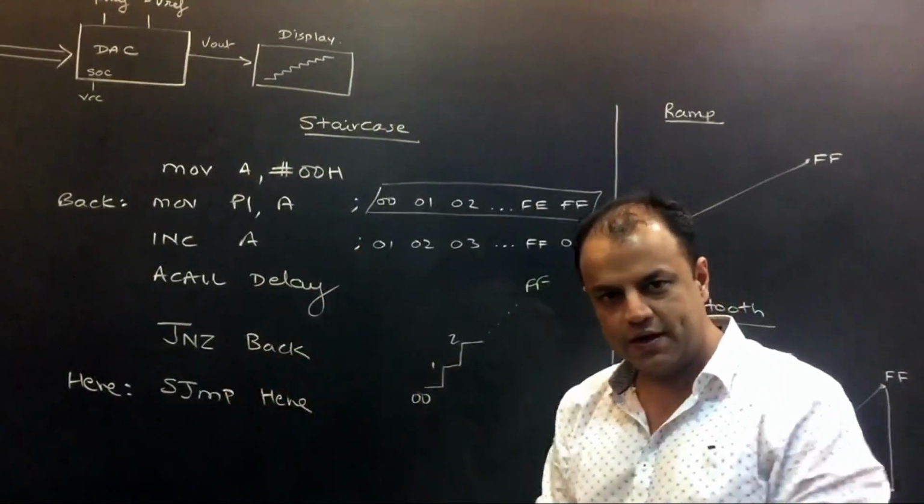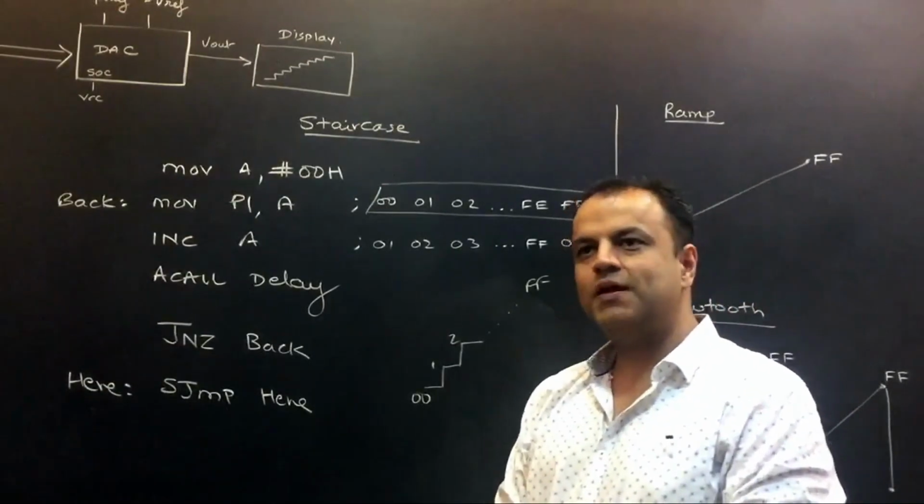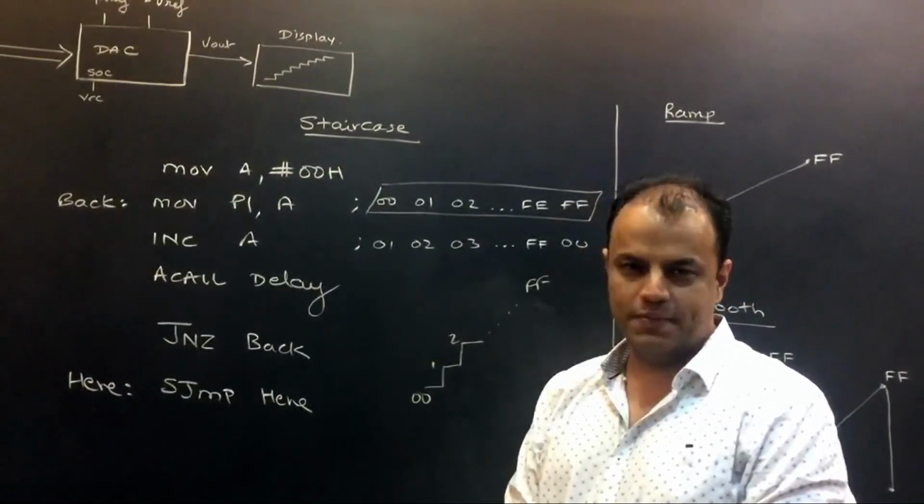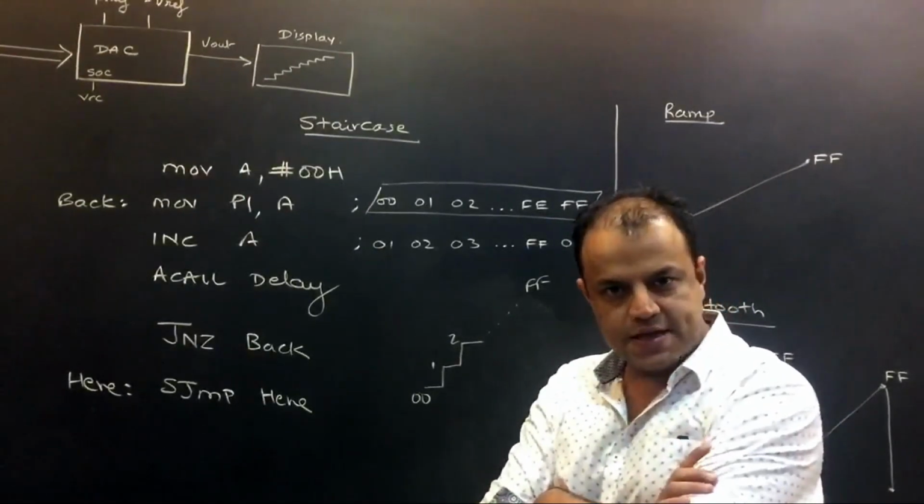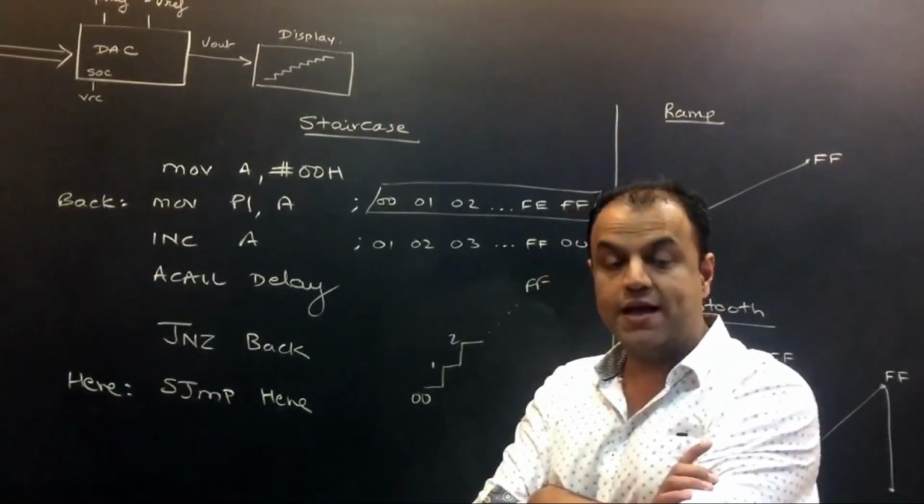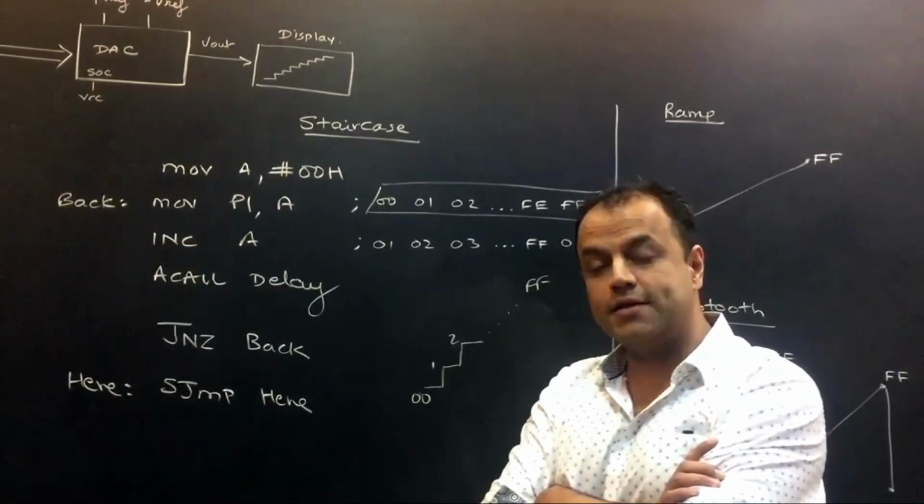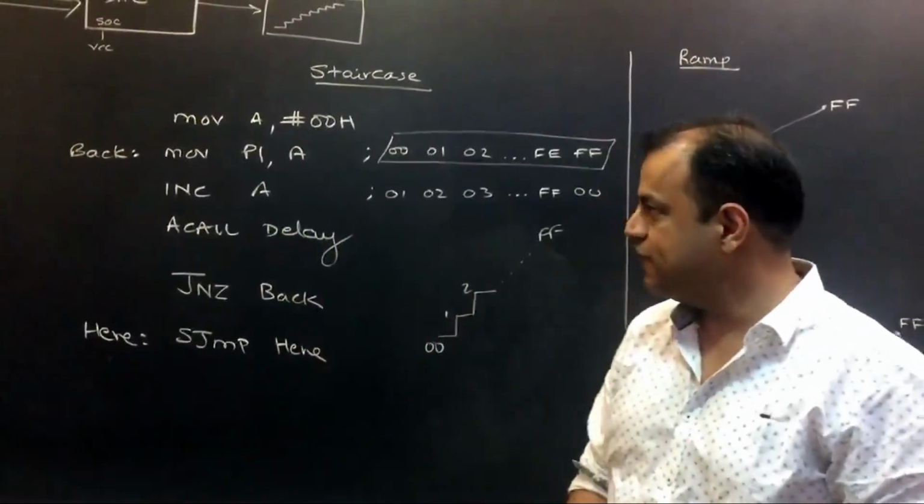Now for the looping condition that I have used is JNZ. Now what does JNZ stand for? Jump if not 0. I repeat, jump if not 0. Now for any normal processor, the JNZ instruction works on the 0 flag. But in 8051 there is no 0 flag. JNZ works on A register. I repeat, on A register.